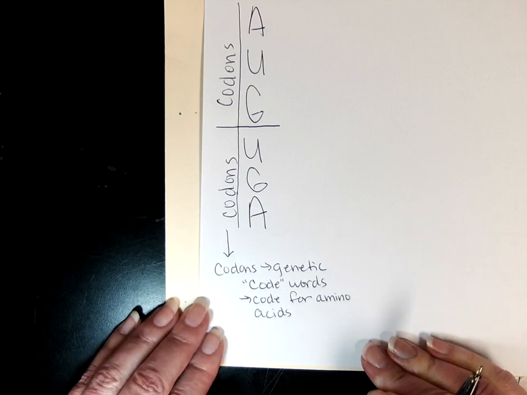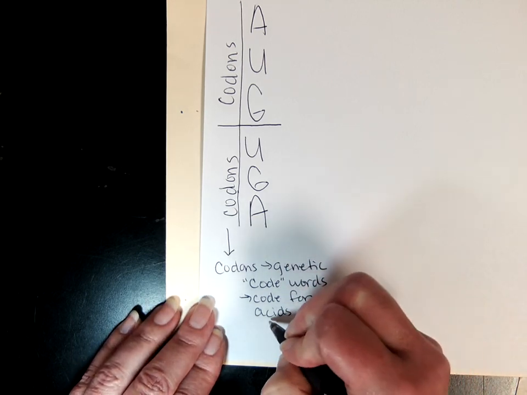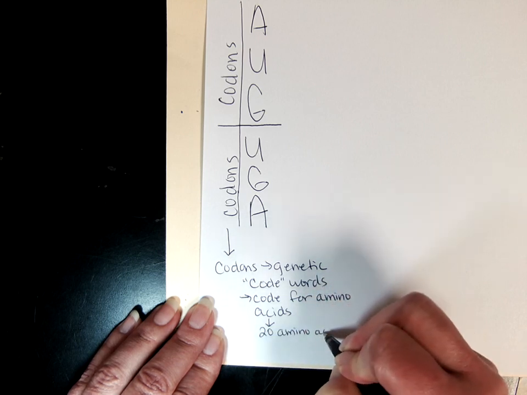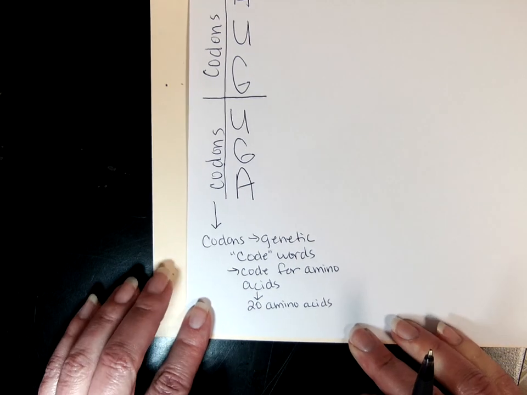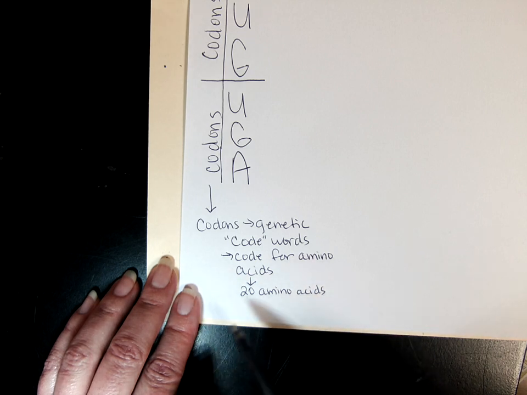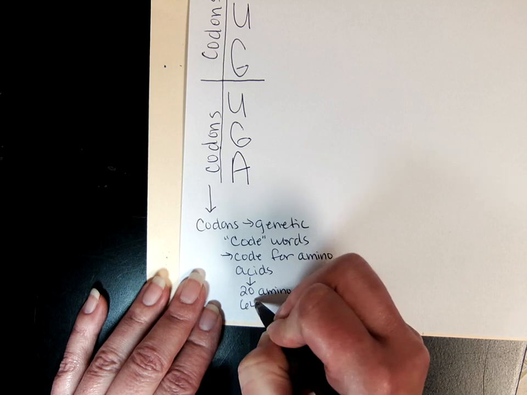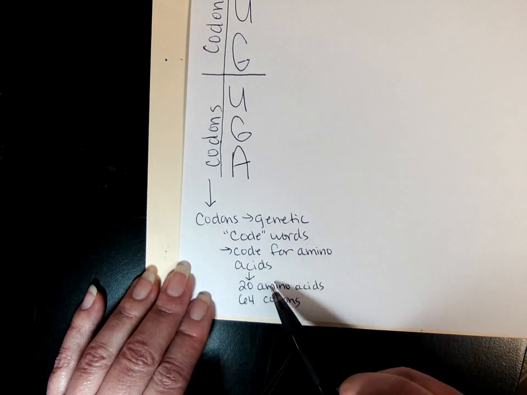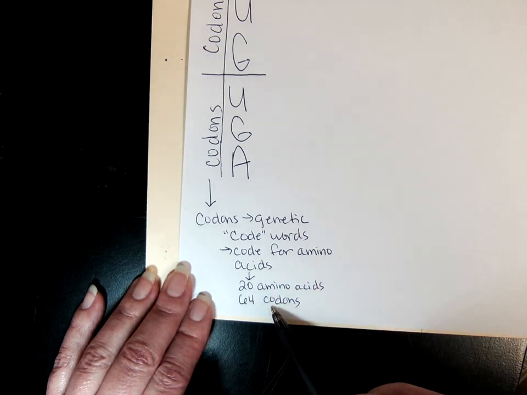Now, when it comes to the amino acids, there are 20 amino acids. And if I take these 4 different letters of the RNA alphabet, remember, it is AUCG, and I rearrange them in sets of 3s, then what I'll end up getting is 64 different codons. So what that means is that some amino acids will have more than one genetic code word.